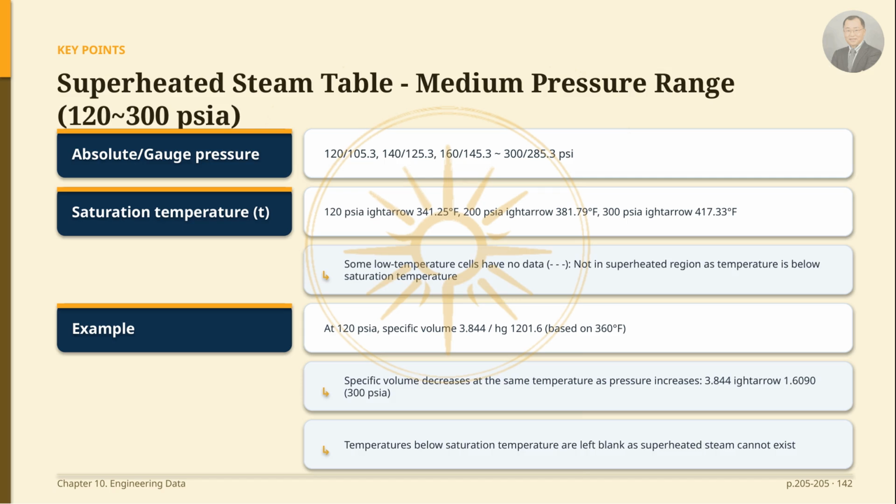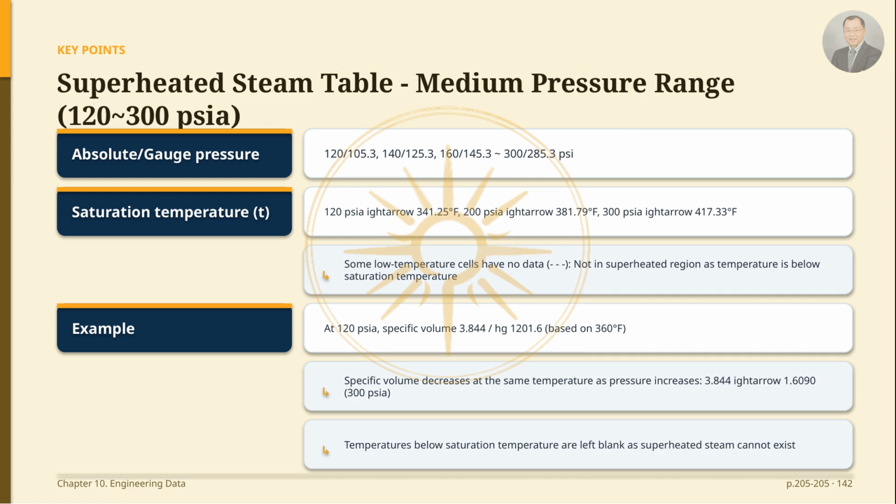This section introduces the medium pressure range of the superheated steam table, from 120 to 300 Ia. Absolute and gauge pressures are listed side by side. 120 Ia is 105.3 gauge with a saturation temperature of 341.25 degrees. 200 Ia is 185.3 gauge with a saturation temperature of 381.79 degrees, and 300 psi is 285.3 gauge with a saturation temperature of 417.33 degrees.